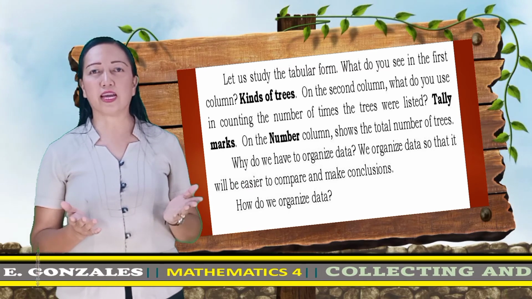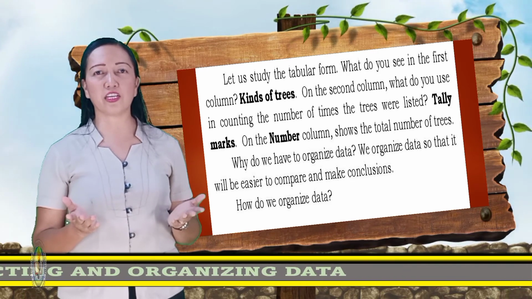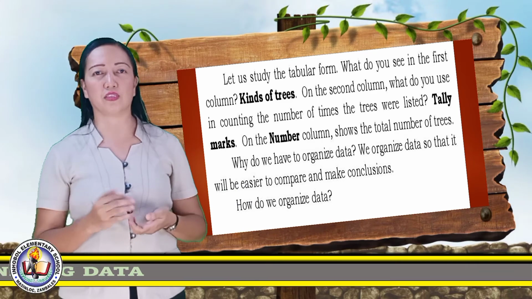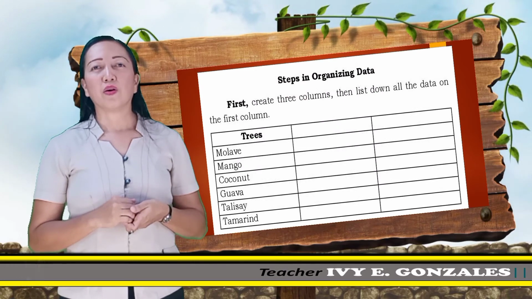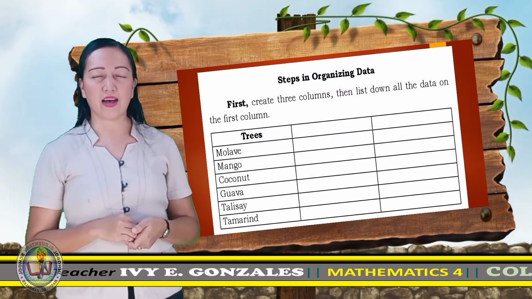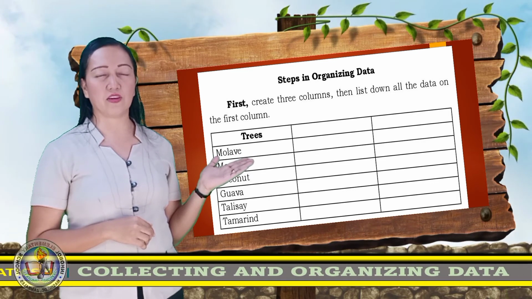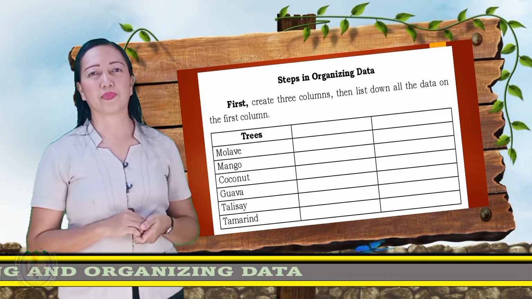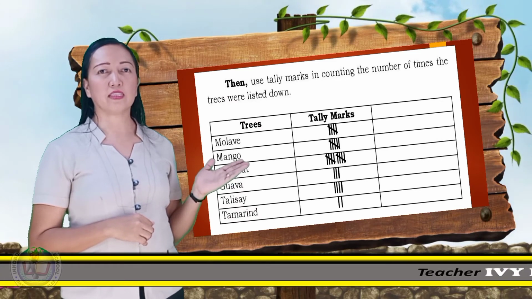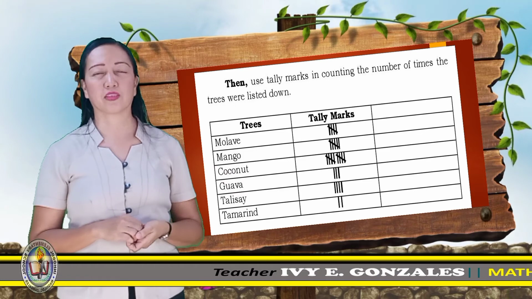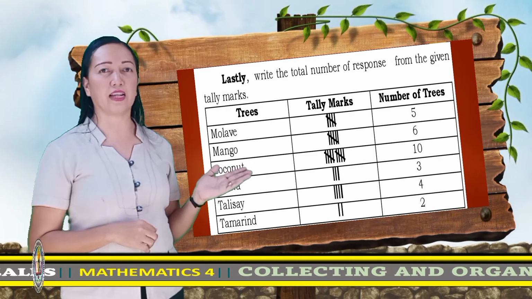Why do we have to organize data? We organize data so that it will be easier to compare and make conclusions. How do we organize data? We have steps in organizing data. First, create the column, then list down all the data on the first column. Then, use tally marks in counting the number of times the trees were listed down. Lastly, write the total number of responses from the given tally marks.